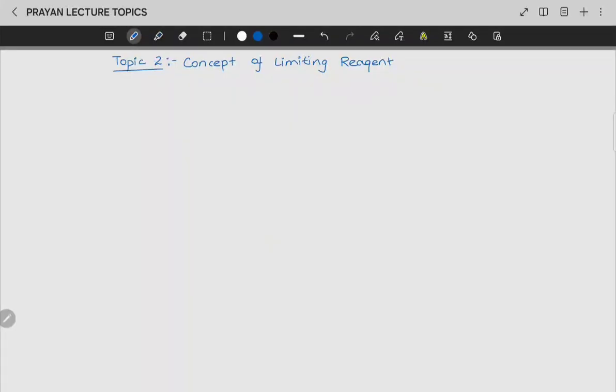Today's topic of the day is the concept of limiting reagent. The concept of limiting reagent means when we have two or more components in a particular reaction and they are not present in the stoichiometric ratios, then we have to use the concept of limiting reagent. In simple words, it means that one of the components is present in more amount and the other component is present in less amount. So that is known as the concept of limiting reagent.